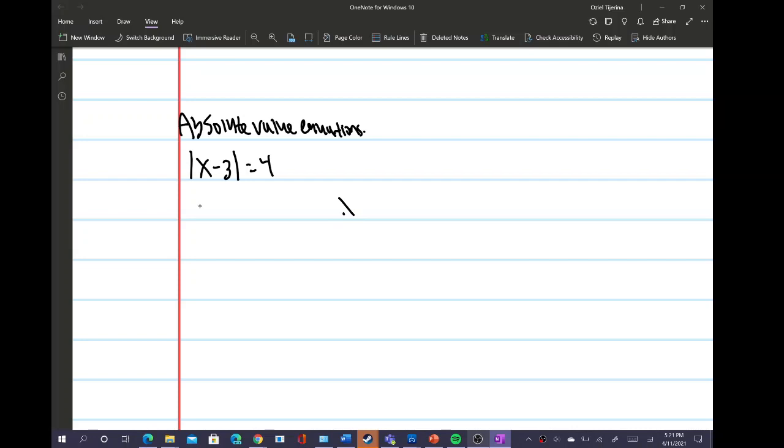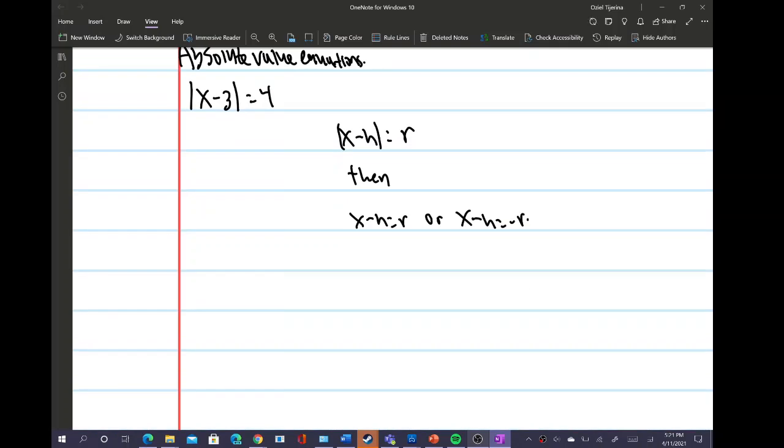so there's a whole rule. If you have the absolute value of x minus h equals r, then x minus h equals r, or x minus h equals negative r, right? So therefore, if we have the absolute value of x minus 3 equals 4, you're going to say two things: x minus 3 equals 4, or x minus 3 equals negative 4.